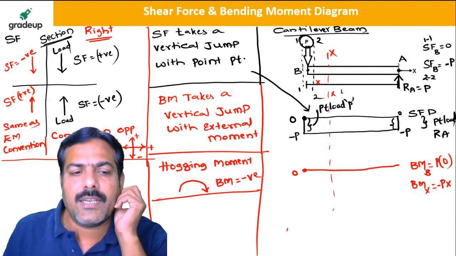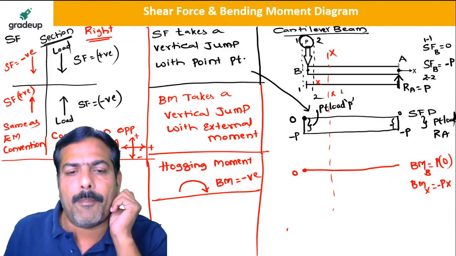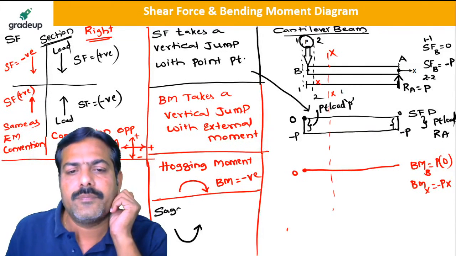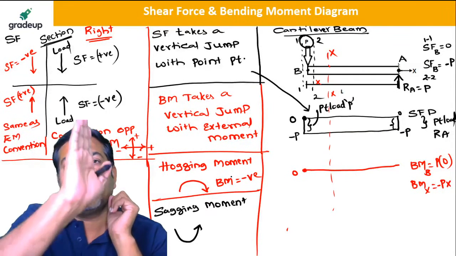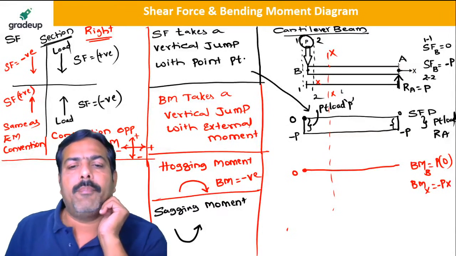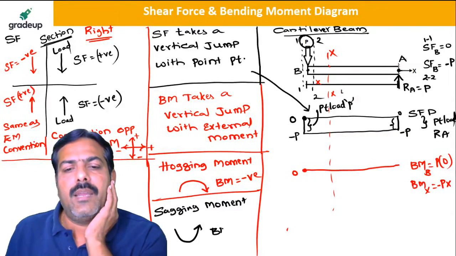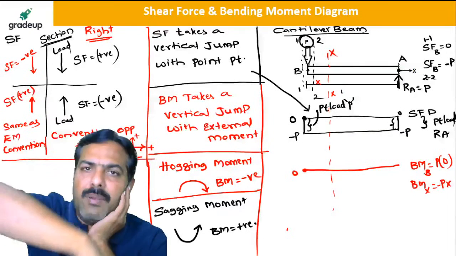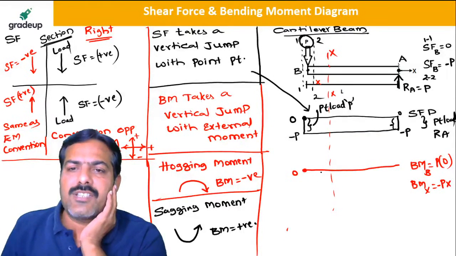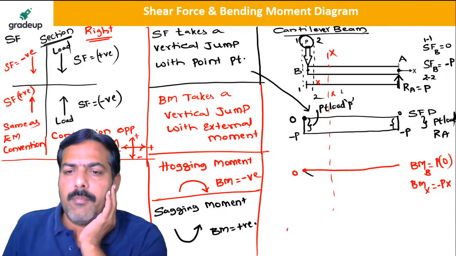And if the beam is bending up, we call it sagging moment. In what case will it move up? When the load is from bottom to top, the beam will be moving up because of the load, and the bending moment is regarded as positive bending moment. Now because of this load, the beam at B will be moving down, hence we call it hogging, hence you get minus Px.